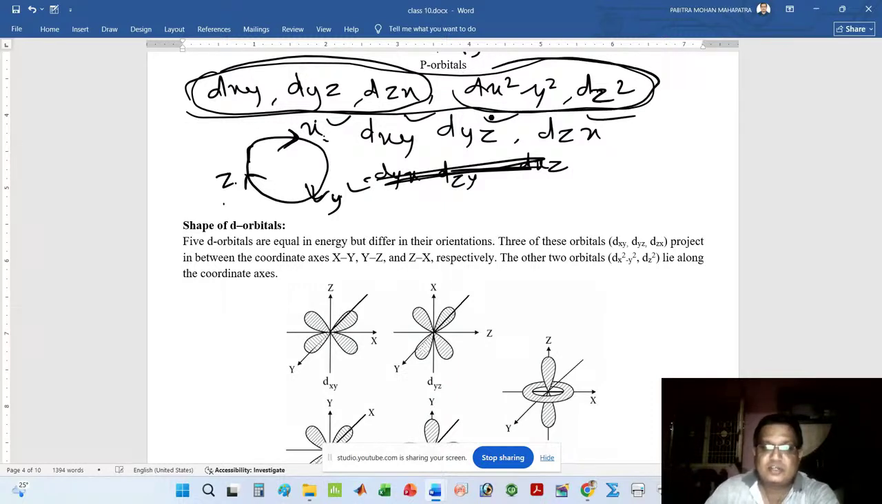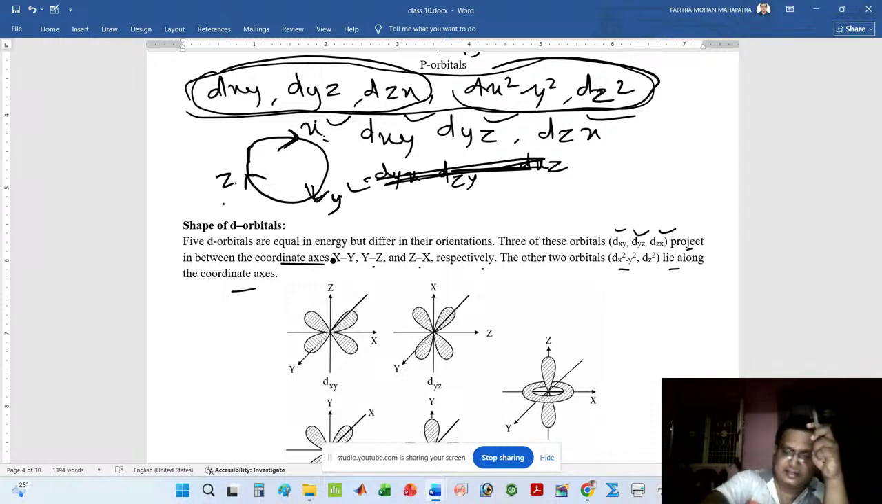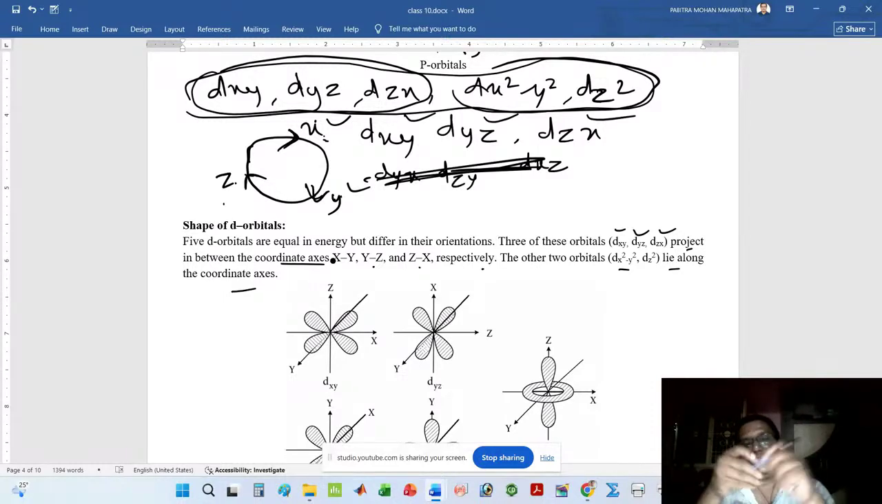So here I can say that three of these orbitals, dxy, dyz, dzx, project in between the coordinate axes, in the xy, yz, and zx planes respectively. The other two orbitals, dx square minus y square and dz square, lie along the coordinate axes. Let me explain what this means. Think about any orbital that is dxy, dyz, dzx. Look at that. These are the three axes: x-axis, y-axis, z-axis.